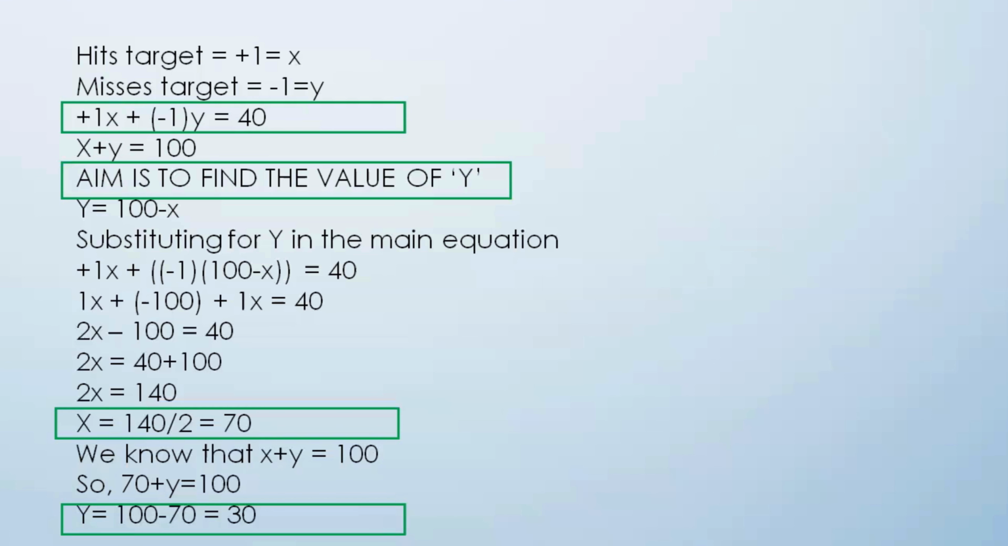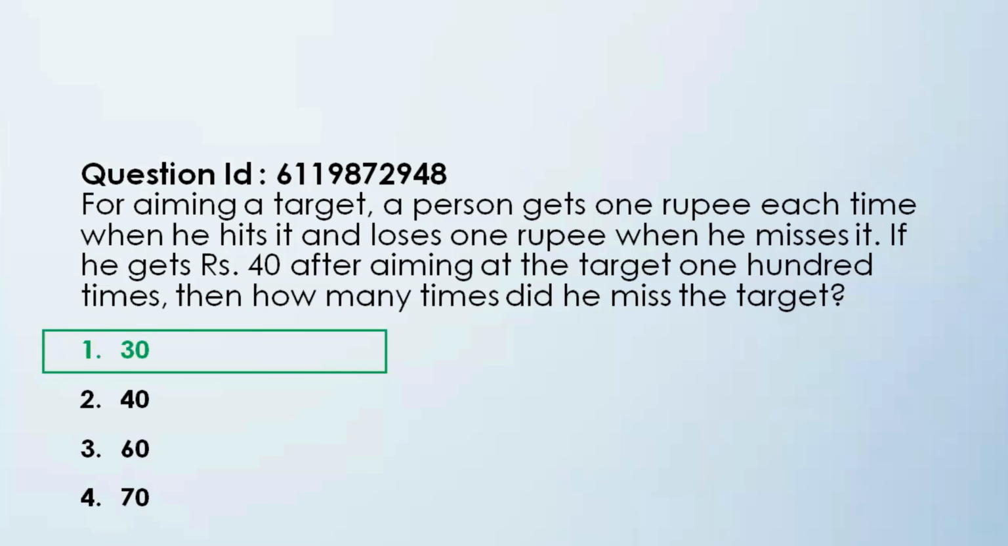And once you ultimately solve this part of the equation, you will get x as 70. Okay? Now note that x is the number of times hitting the target. So he hits the target 70 times. And from this part of the equation, y is equal to 100 minus x, we got 100 minus 70 is equal to 30. Okay, so I hope you understood how option 1, 30 becomes the correct answer.